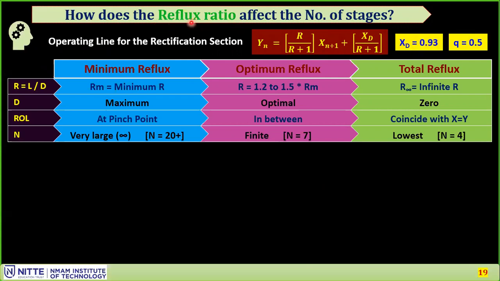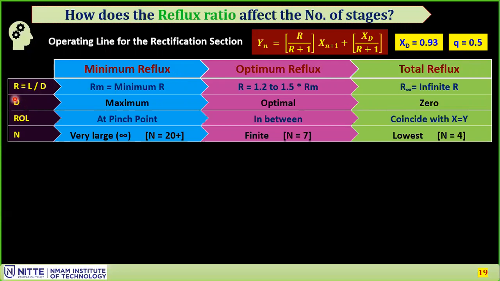When you say reflux ratio, there are three different conditions you can think of. One is called minimum reflux, one extreme end of the reflux. Another condition is called total reflux, the other extreme end, where it's the complete reflux you are giving. In between these two you have the optimum reflux. Reflux ratio we define as L by D: the reflux that is given as the liquid stream back to the tower divided by the distillate that you take out. Now, what are the extreme conditions?